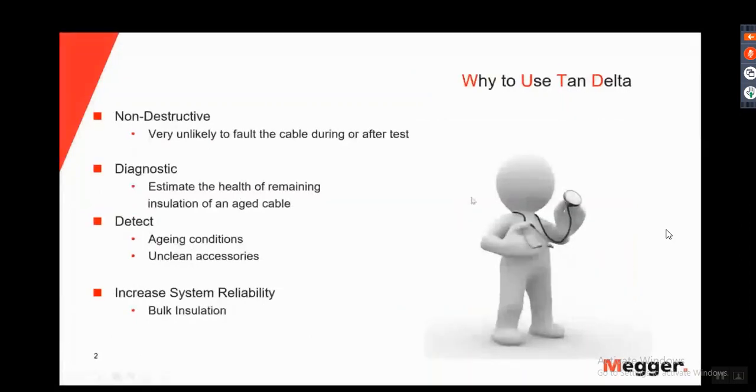Now we'll go into why to use tan delta. Of course, this is a non-destructive test, and it is very unlikely to fault the cable during or after this test. It's a diagnostic, so it can estimate the health of the remaining insulation of an aged cable. It's also used to detect aging conditions and possible unclean accessories, either a termination or a splice. And then, of course, it increases system reliability in the bulk insulation.